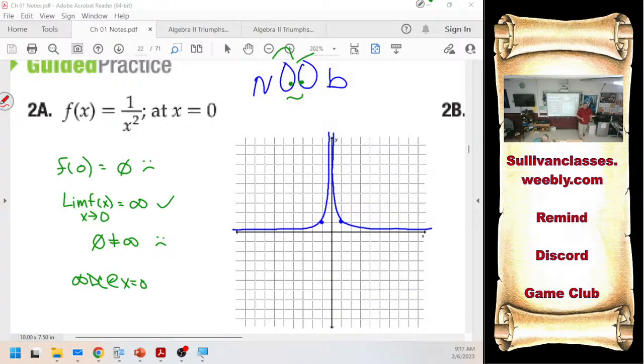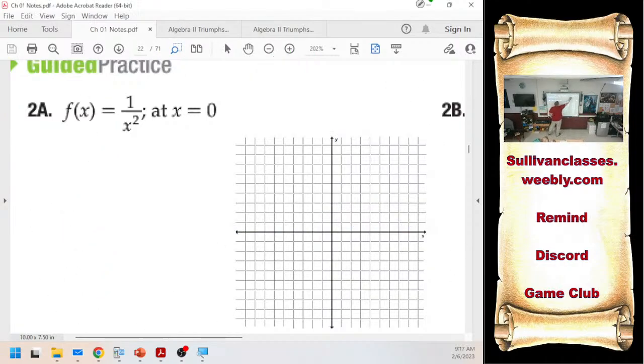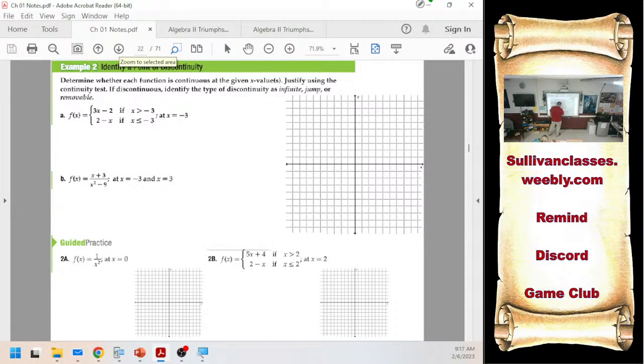The whole idea behind this is whether you are continuous or not, whether you have to pick up your pen or not. I just have to prove it. All right.